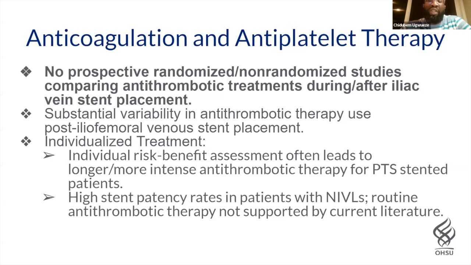If the patient is having these symptoms because they have some underlying hypercoagulable state, then you need to put them on dual antiplatelet therapy. However, if the patient has an NIVL, like May-Thurner syndrome, then sometimes it's safe enough to just put them on an aspirin 81.